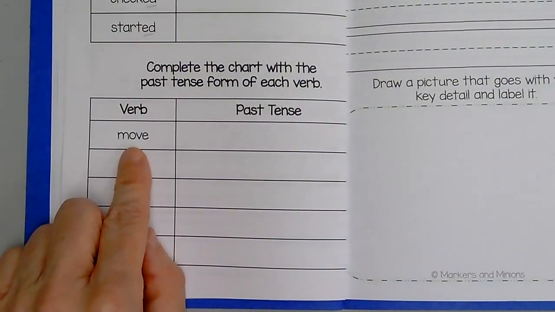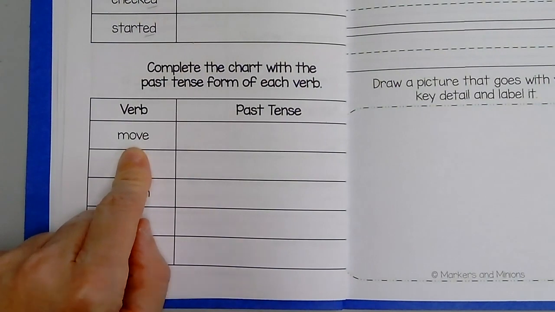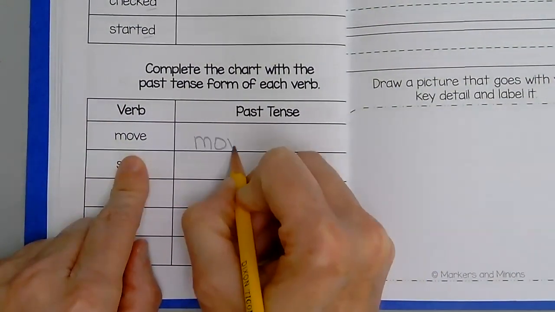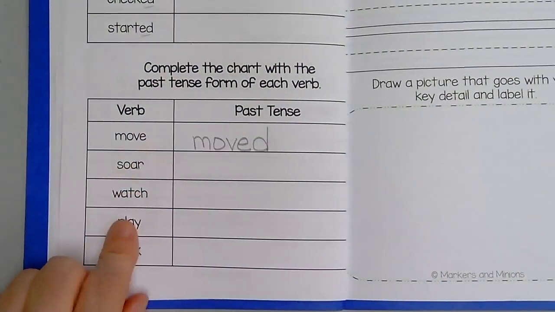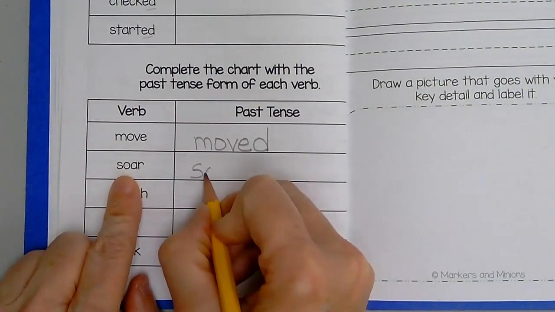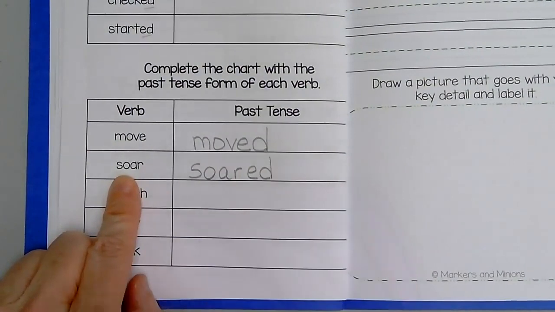Okay. So what is this word? This word's move. What is the past tense form of this word? The past tense form is moved. How do you spell moved? M-O-V, it ends with an E, and then just add a D. Okay, what's the next word? The next word is soar. What's the past tense form of that verb? Soared. How do you spell it? S-O-A-R-E-D. We're going to add ED to change the present tense form of the verb into the past tense.